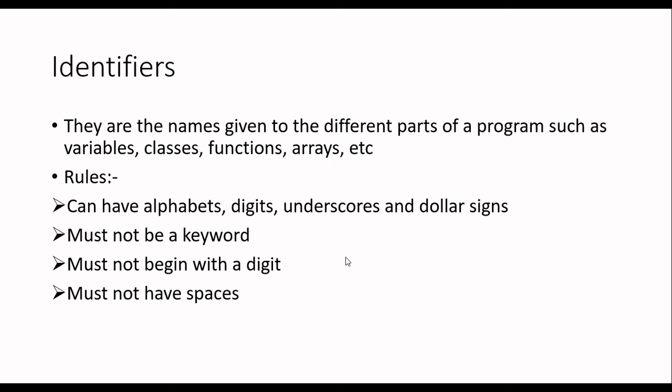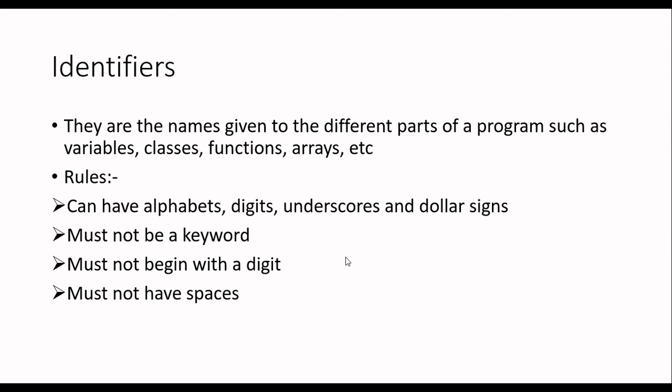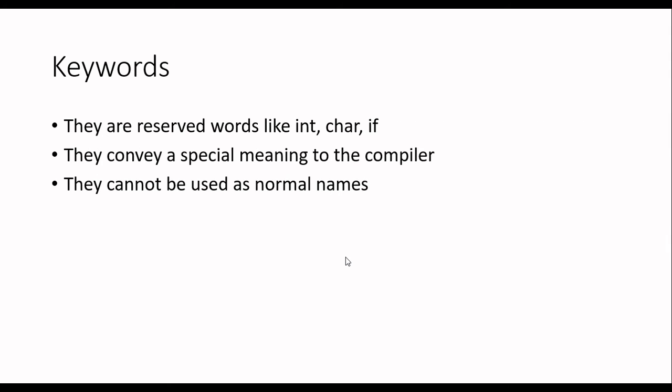Identifiers. Identifiers are names given to different parts of the program like variables, classes, functions, arrays, etc. So let's say we have a variable A. That A is the identifier. And as I said before, keywords are int. So let's say we say int A. So int will be the keyword which is conveying a meaning to the compiler, and the identifier will be A.